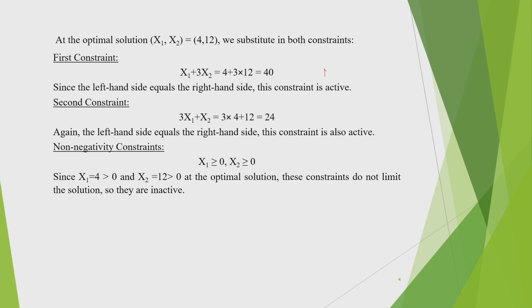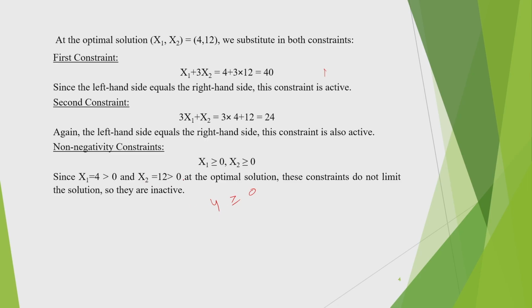We also have the non-negativity constraint x1 greater than or equal to 0, but we got the value 4. So, 4 is far ahead of 0. That means it is not at the boundary. Even if it slightly changed, 4 becomes 3 also, nothing happens. So, therefore, this is an inactive constraint.